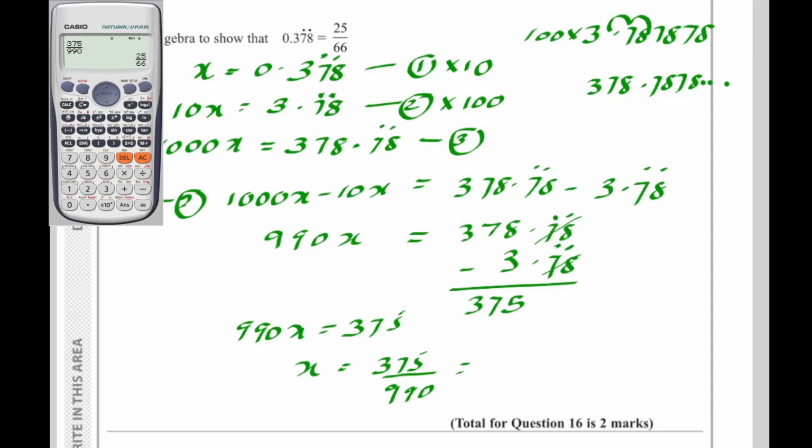25 over 66, therefore it is correct. 25 over 66. So we proved, that's it.